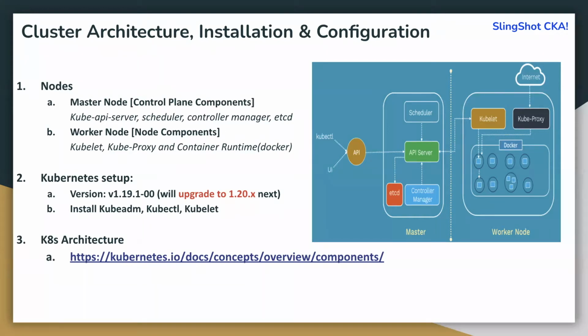The key components of the cluster would be the master node and also the worker node. The master node is where all the control plane components will be installed, whereas in the worker node, we're looking at kubelet, kube proxy, and then the Docker engine being the main ones.